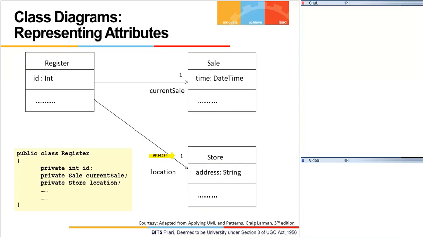Now if I convert this particular class diagram and try to depict it using code, this is what it would be, right? So my register class has a private attribute which is ID, it has a private attribute which is current sale, which is an object of type sale, and there is another last private attribute that it has, which is location, which is of type store. Right? Let me take a few more questions about this.